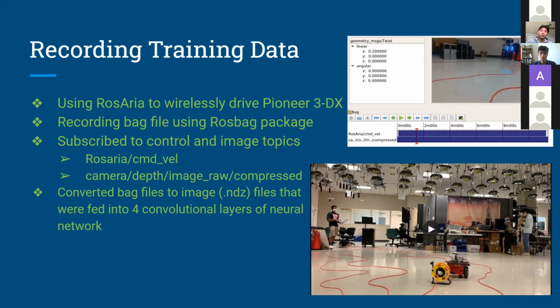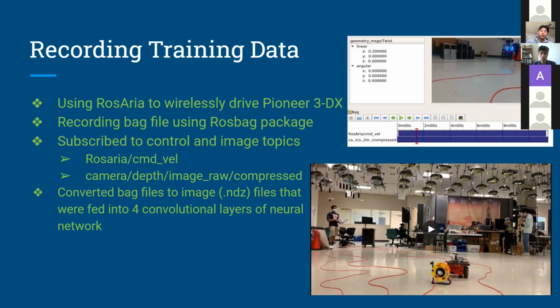And what this does, it gives us the speed of the robot and the steering angle of the robot. The image topic, this is a continuous camera feed from the attached RealSense camera that we chose that was attached to the Pioneer. And we chose to use the compressed form of these images just so that when we recorded the bag file, the file size wasn't too big.